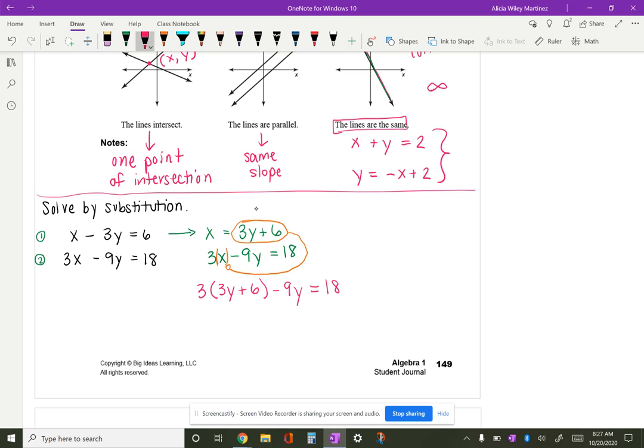Now I'm going to go ahead and simplify this by distributing first. So it's 9y plus 18 minus 9y equals 18.